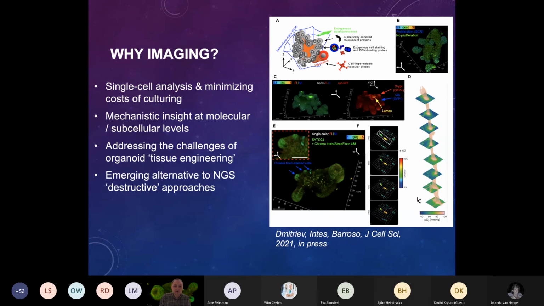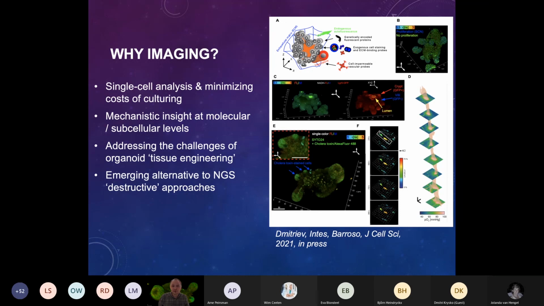And one of the approaches which we think is very important and very useful for approaching the complexity of the intestinal organoids and different other related models is imaging. And we think it's because you can also do single cell analysis and minimize the cost of culturing. So you don't have to grow hundreds of organoids to analyze their physiology. You can grow just dozens of them and use them as experimental points. And it can also give you mechanistic insight at the molecular and subcellular levels.